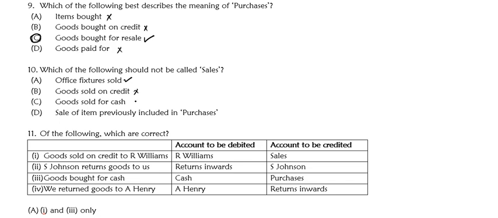Goods sold on credit, this is a sale. Goods sold for cash, that is a sale. Sale of items previously included in purchases, those are all sales. So 10, which of the following should not be called sales? That is A. When a company sells its non-current assets, we don't call that a sale. Sales is the term we use for goods that have been sold either on credit, or for cash, or the sale of those items that have previously been included in purchases. So the rest are sales.